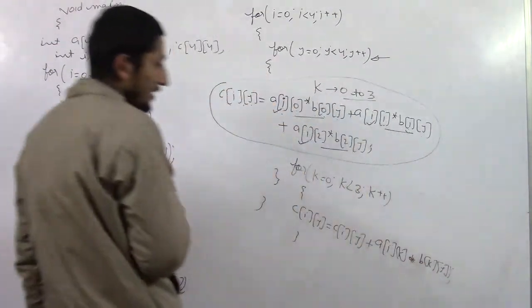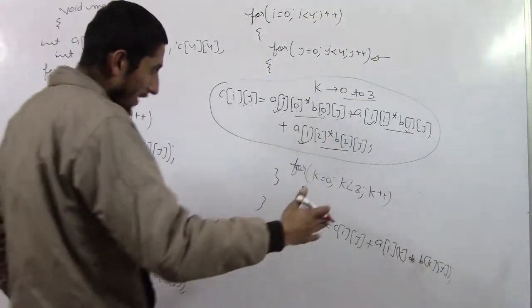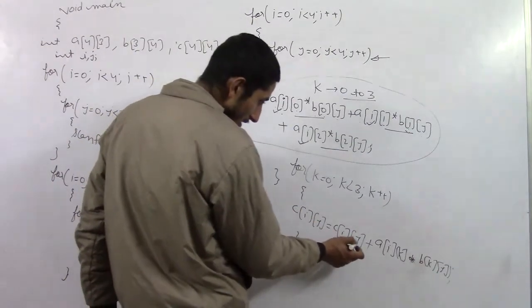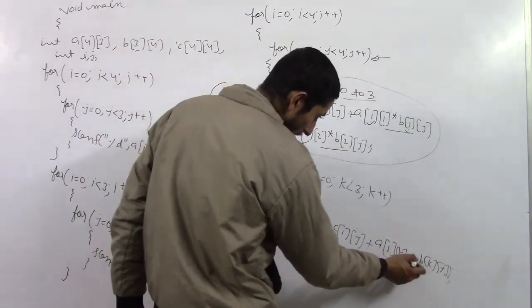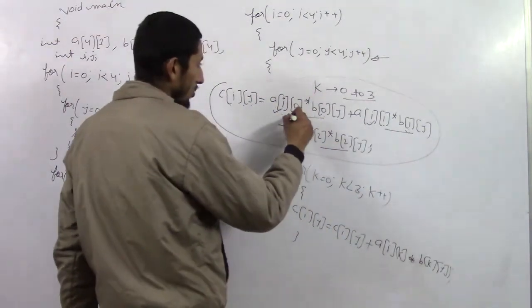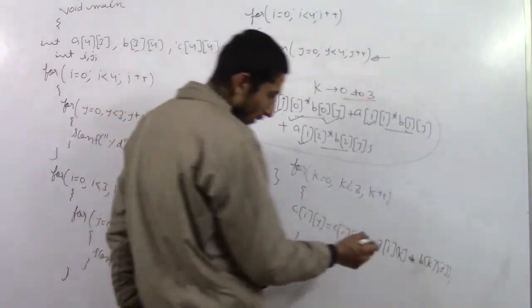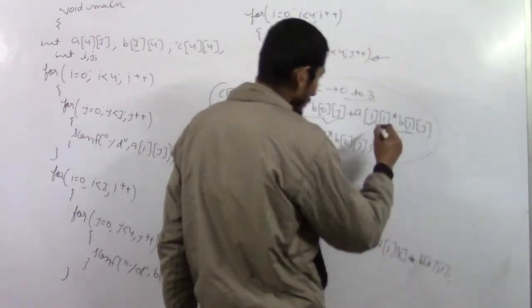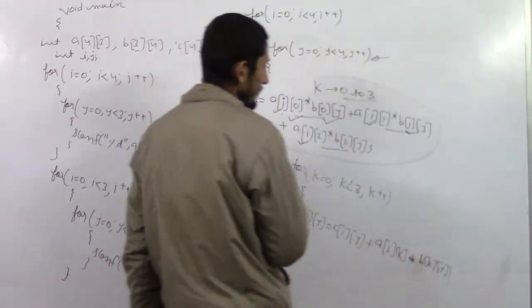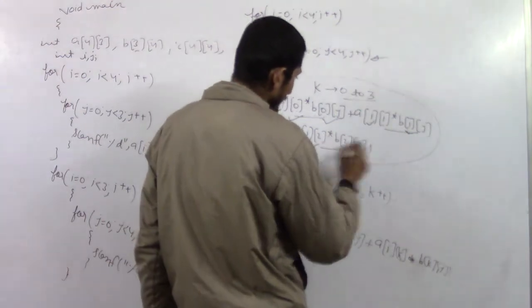The meaning of this is, if you expand this concept, when k is 0, it becomes a[0][0] multiplied by b[0][0]. It will calculate this. The moment the value of k becomes 1, it becomes a[0][1] multiplied by b[1][0]. It will calculate this one. Next time the value of k becomes 2, it will calculate this one.